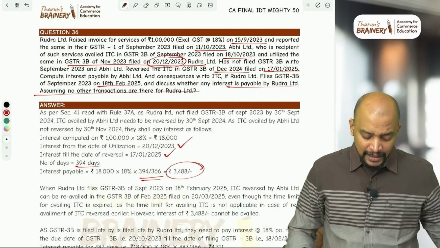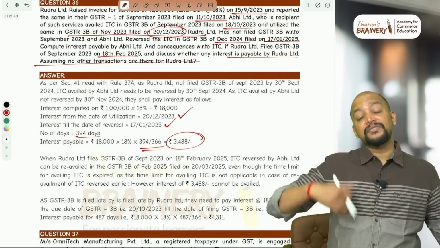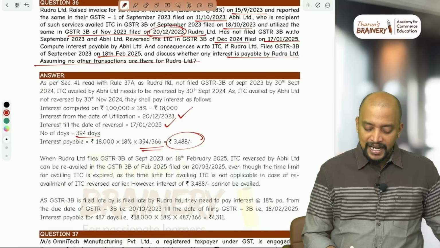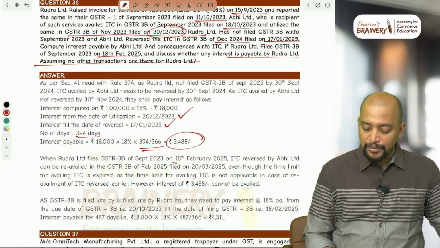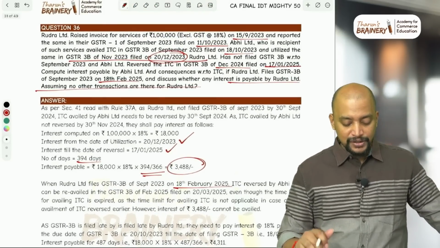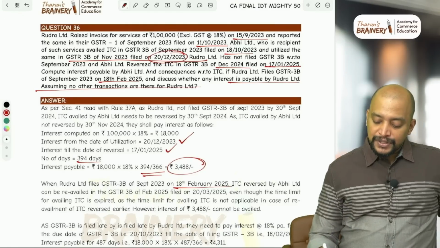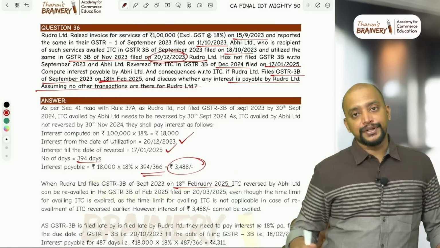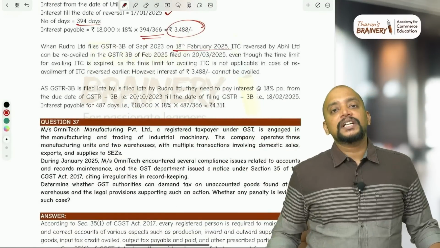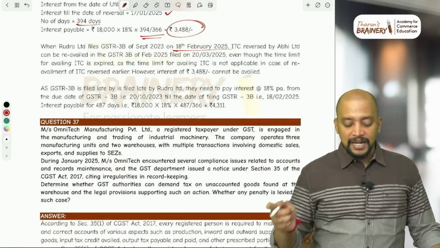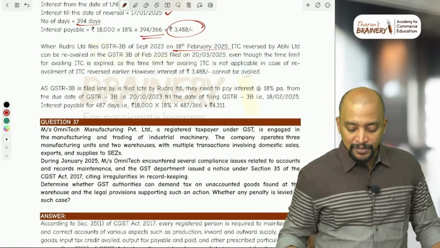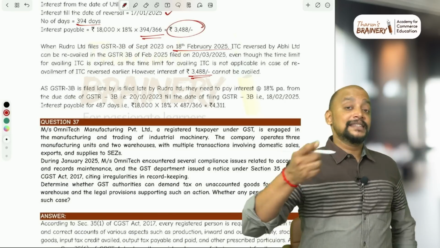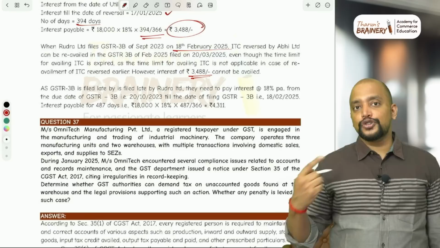Then, as and when Rudra Limited files GSTR 3B, when Rudra Limited files 3B of September on 18 February 2025, because that is also given, what are the consequences with respect to ITC? Whatever ITC that is reversed by Abhi Limited can be re-availed without any time limit. But this 3,488 interest cannot be re-availed, and as 3B is filed late, Rudra Limited also should pay interest.